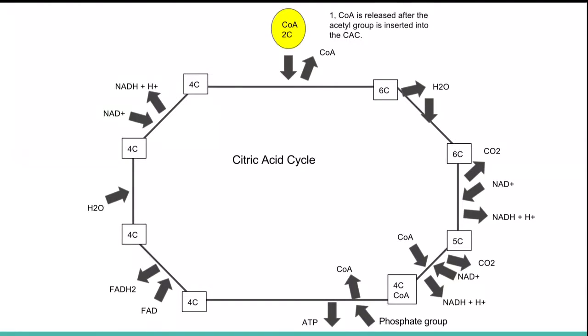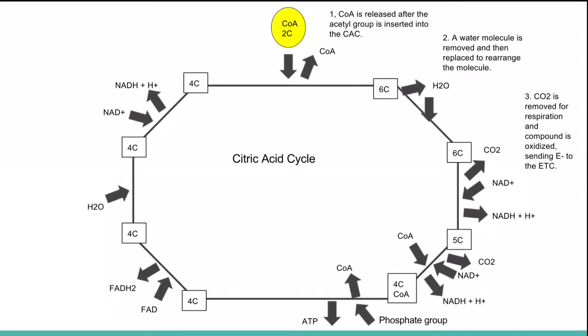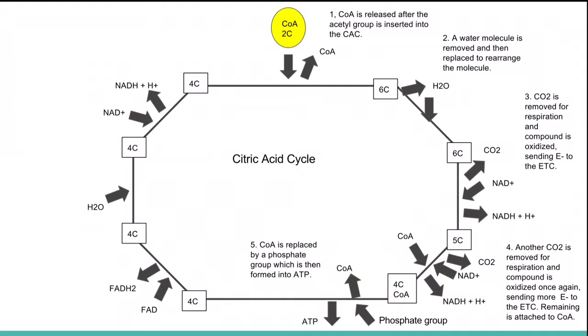First, coenzyme A is released after the acetyl group is inserted into the citric acid cycle. Second, a water molecule is removed and then replaced to rearrange the molecule. Third, a carbon dioxide is removed for release by respiration and the compound is oxidized, sending electrons to the electron transport chain. Fourth, another carbon dioxide is removed for release by respiration and the compound is oxidized once more, sending more electrons to the electron transport chain. The remaining molecule is attached to coenzyme A. Fifth, coenzyme A is replaced by a phosphate group, which is then formed into ATP.